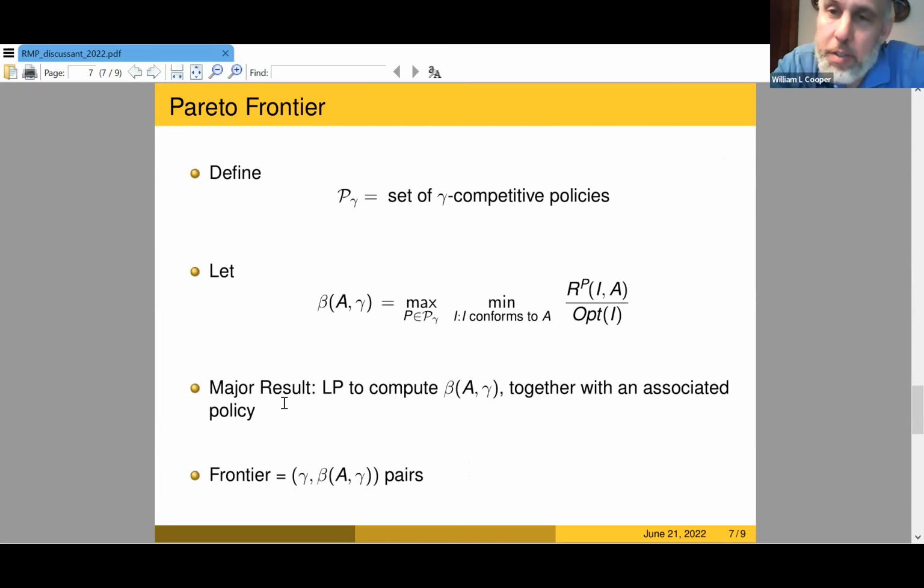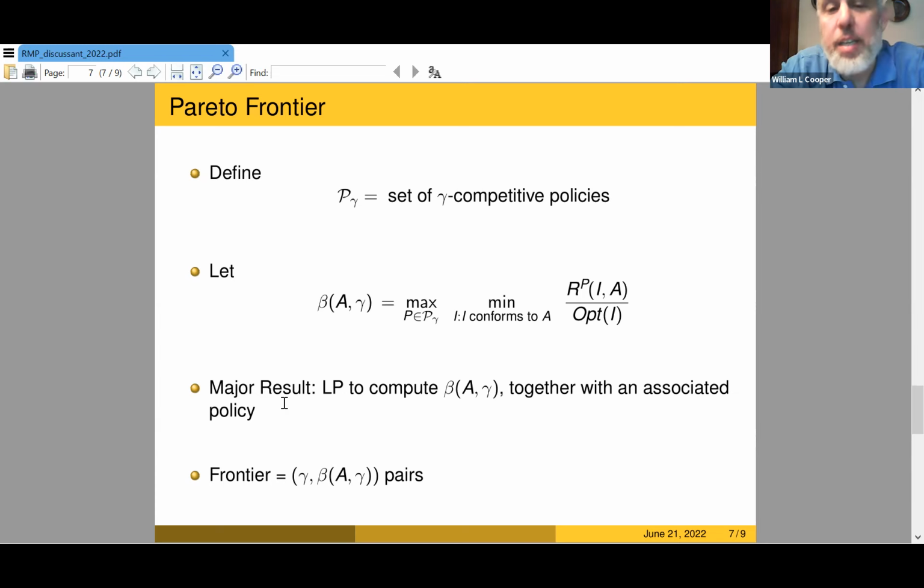And the central result of the work is to come up with a way for obtaining the Pareto frontier between consistency and competitiveness. And so the way this is done is the authors introduce this set P of gamma. This is the set of gamma competitive policies. And then beta A of gamma, what is this telling us? So this is for a particular level of competitiveness and a particular advice.